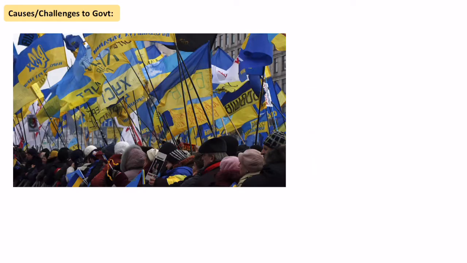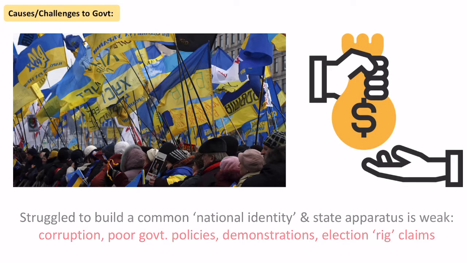The other big issue is that since independence, Ukraine has struggled to have a common national identity, and its state apparatus in implementing its sovereignty is quite weak. So there's lots of issues of corruption, some government policies that haven't gone down very well. There's been some serious demonstrations, which we're going to look at in slightly more detail later on. And there's even the idea that they've had elections which some people believe have actually been rigged or biased.